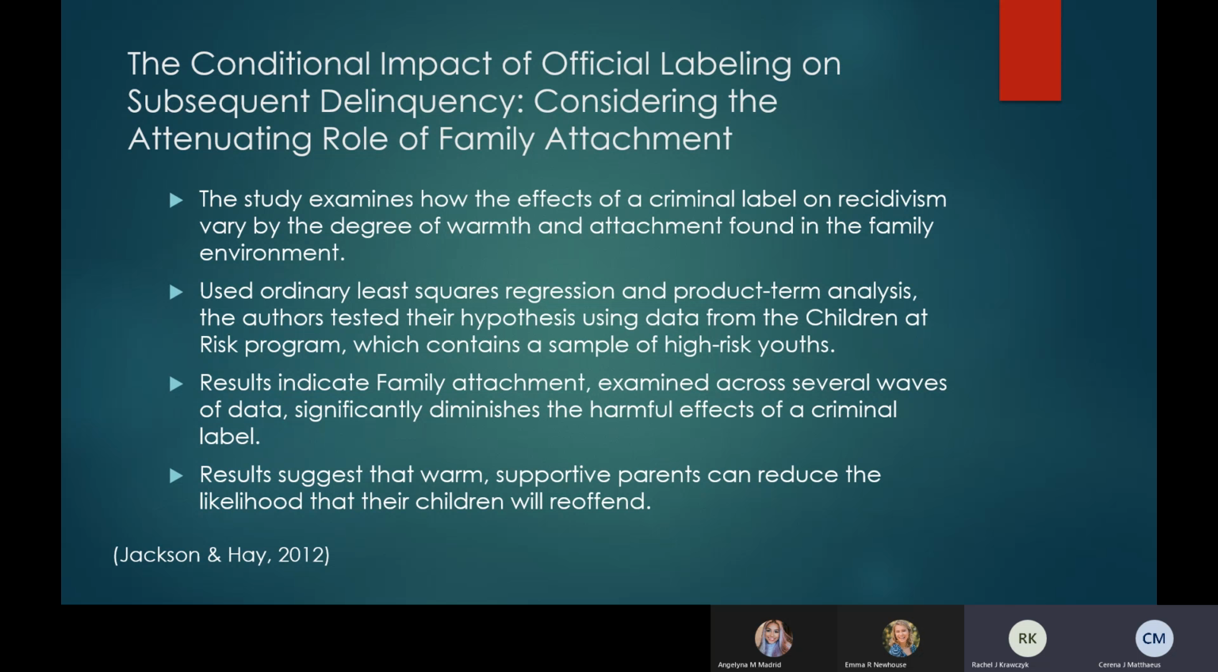The authors tested their hypothesis using the data from the Children at Risk program, which contains a sample of high-risk youth. The results indicated family attachment, examined across several waves, significantly diminishes the harmful effects of a criminal label. Results suggest that warm, supportive parents can reduce the likelihood that their child will reoffend.